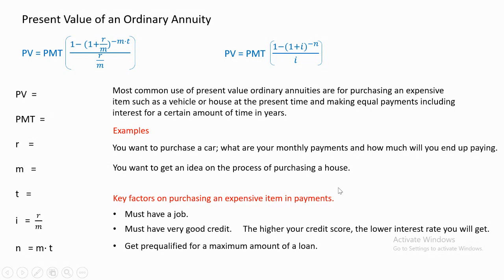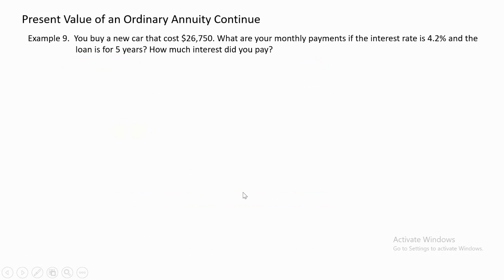Okay, now let me do this example here. Let me first do the example of the car, then we'll do the example of the house. Example 9: you buy a new car that costs $26,750. What are your monthly payments if the interest rate is 4.2% and the loan is for 5 years? How much interest do you pay? Okay, let's find out.